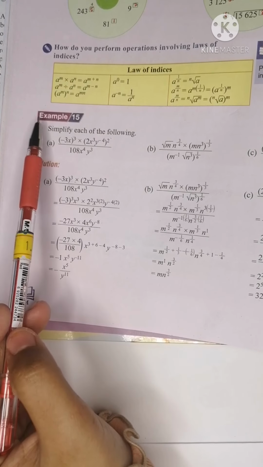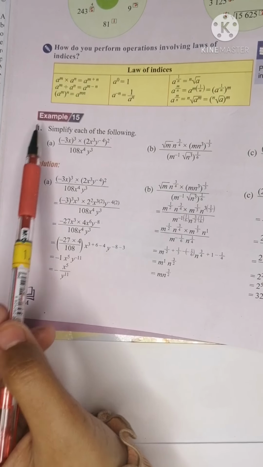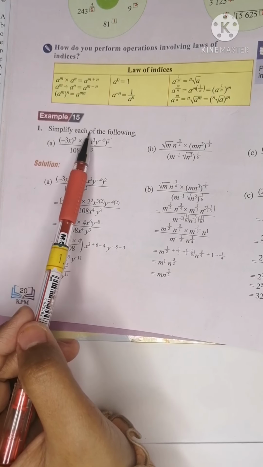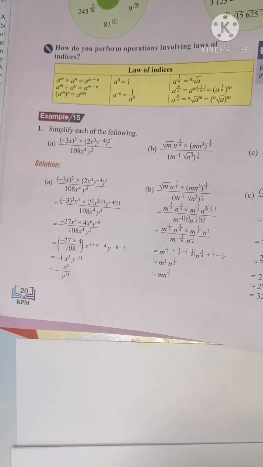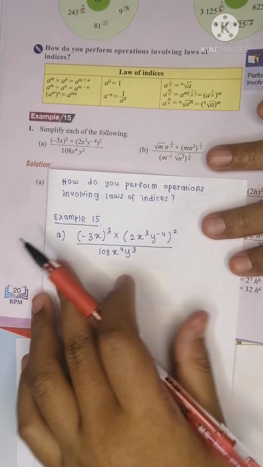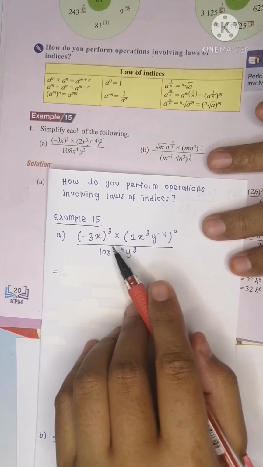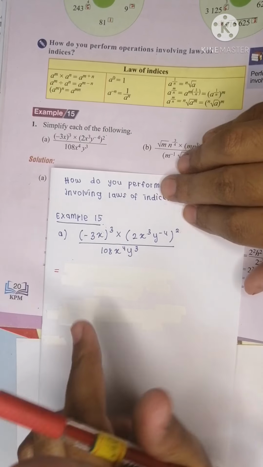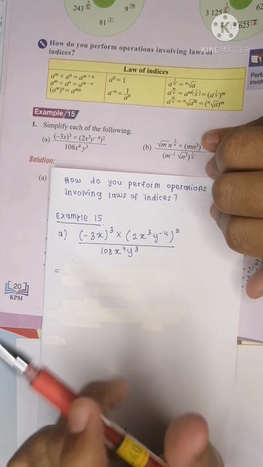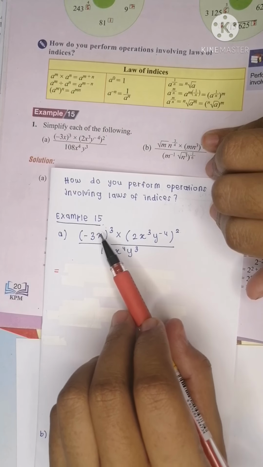So look at example 15. For example 15, the first question asks you to simplify each of the following. So look at here. This is example 15a. How do we want to solve this one? Remember, the first thing that I told you is to simplify the bracket first.